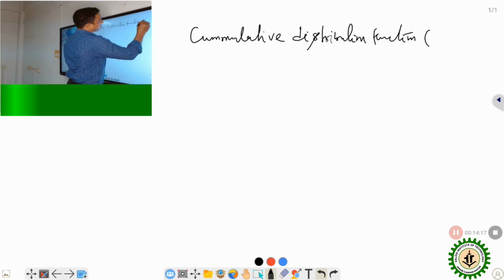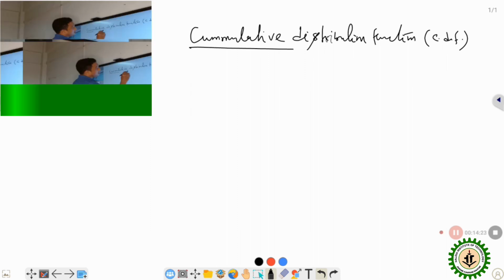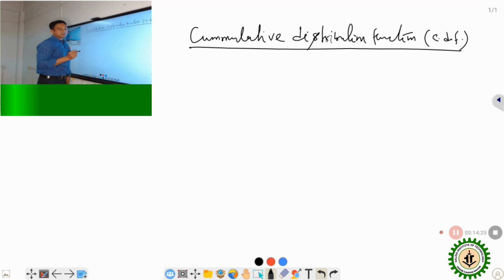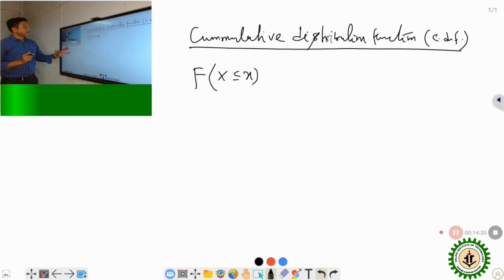And it is written as CDF, cumulative distribution function. So, in both cases we can find the cumulative distribution function. It is defined as the probability of capital X less than or equal to small x. This is the formal notation for finding the distribution function.